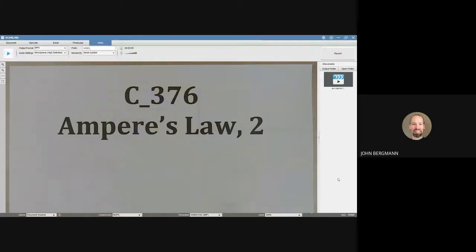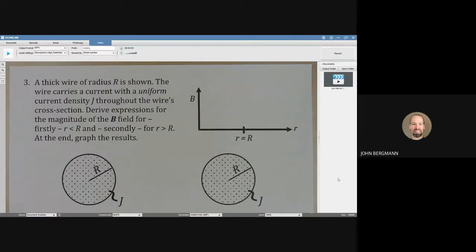Ampere's Law 2. A thick wire of radius big R is shown. The wire carries a current with a uniform current density J throughout the wire's cross-section. Derive expressions for the magnitude of the B field for, firstly, little r less than big R, and secondly, for little r greater than big R. At the end, graph the results.